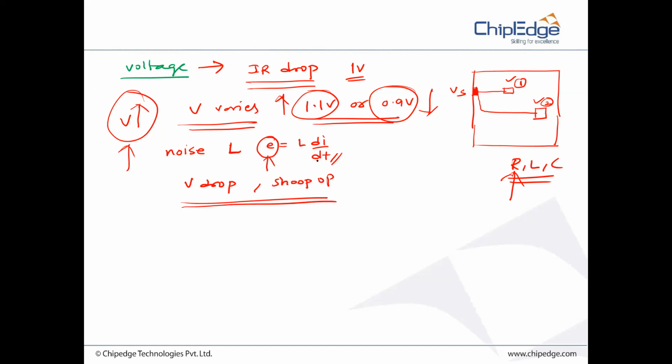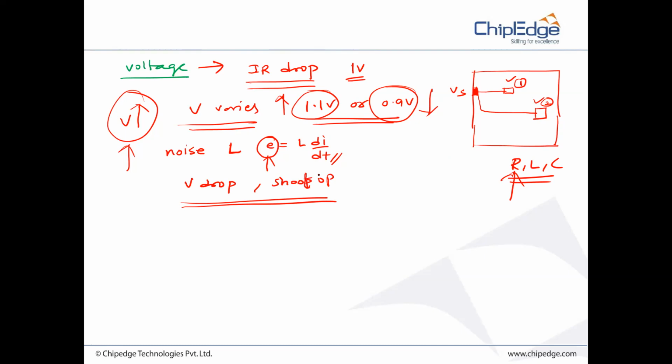If you take an inductor, it is used to limit the rate of change of current, but it stores energy in the form of a magnetic field. Due to that, there will be some more energy, right? That's the reason it shoots up.